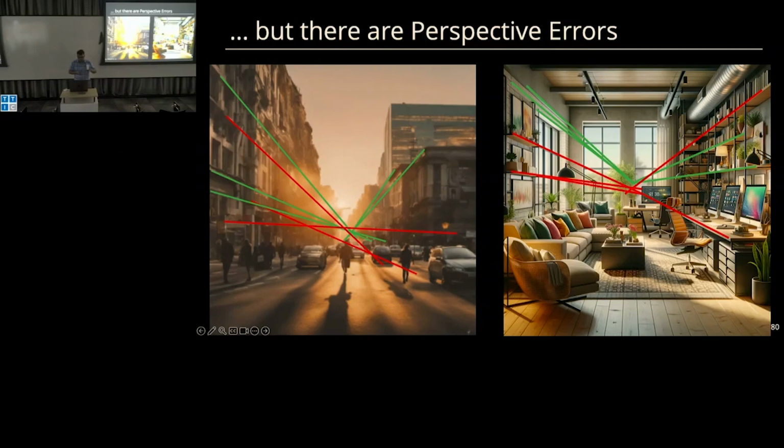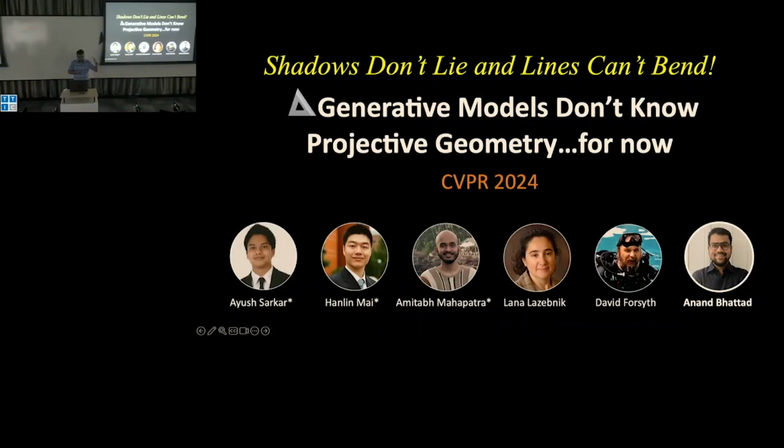So in this work, we show that you can use shadows and these lines as a cue to tell whether an image is generated or not. And what we show is that these generative image models don't know projective geometry for now.